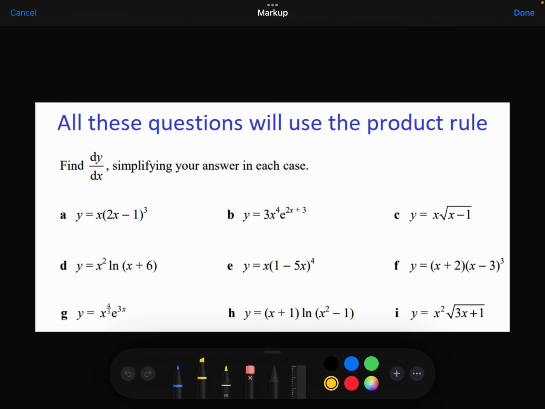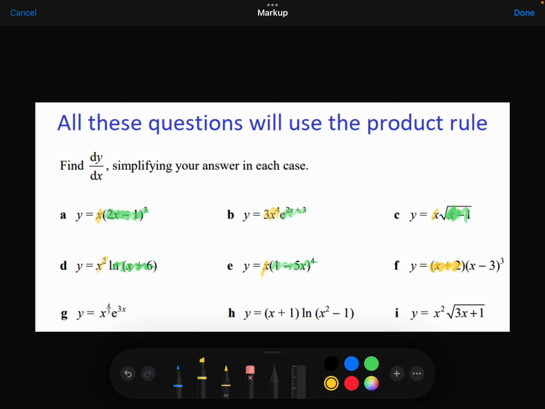In every one of these questions, we would use the product rule, because in the first situation, I've got the x multiplied by the 2x minus 1 cubed. In the second situation, we've got the 3x to the power 4 multiplied by the e to the 2x plus 3. Here we've got the x multiplied by the square root of x minus 1. Here we've got the x squared times the ln of x plus 6. Here we've got the x times the 1 minus 5x to the power 4.